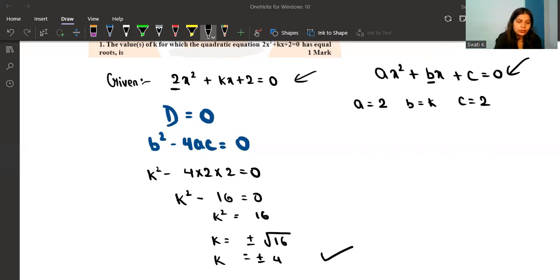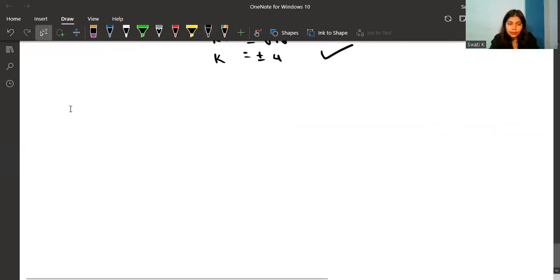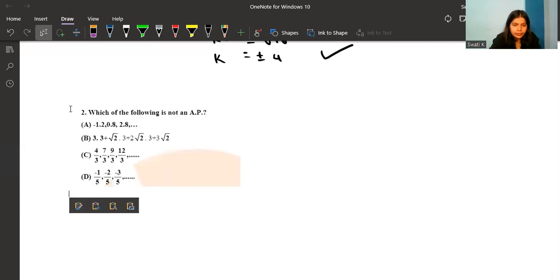Next question. These are actually multiple, or you can say single choice questions, so the options will also be given. Let us see the next question, in which I'm going to show you the options as well. Even in the first question we had options, but I did not show you the options. Here I have to show you the options. The question says, which of the following is not an AP?